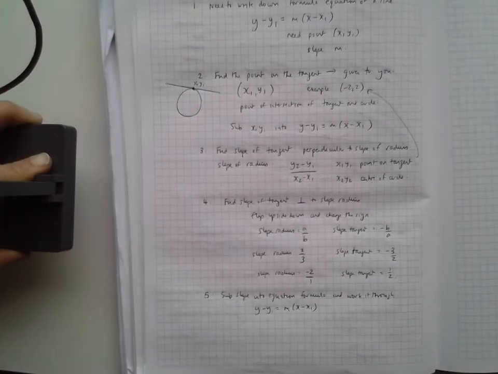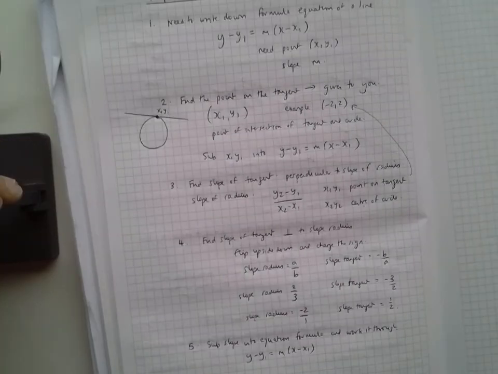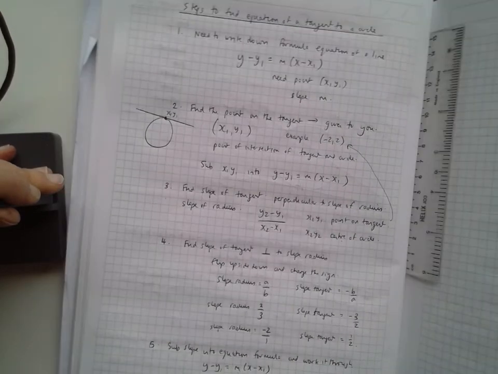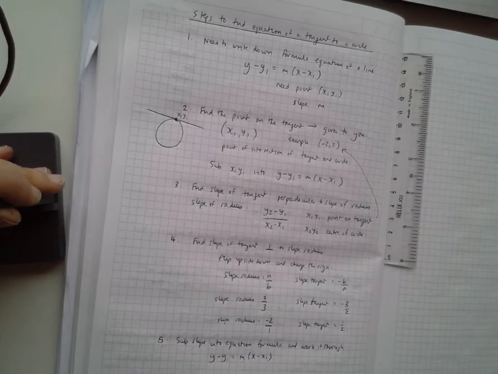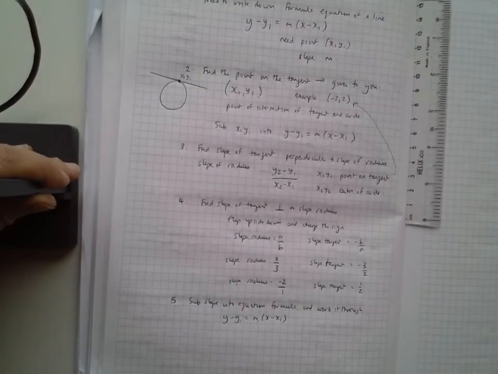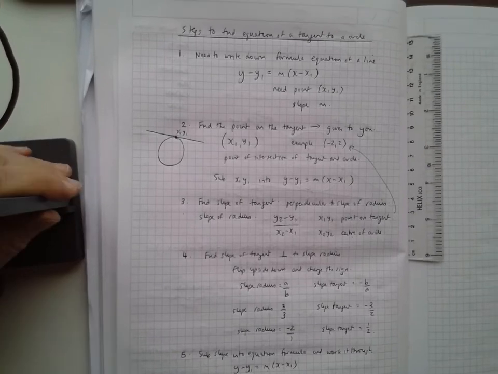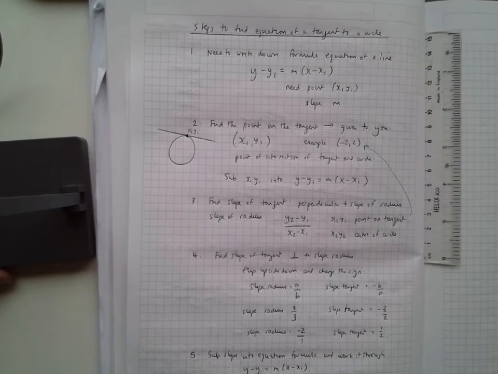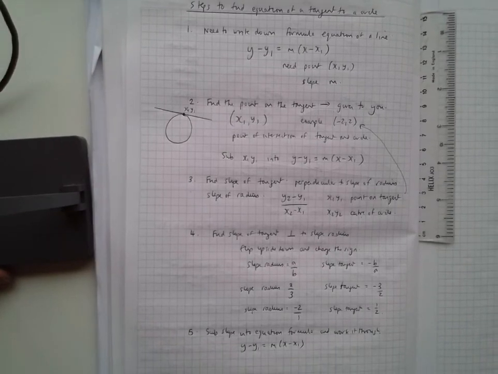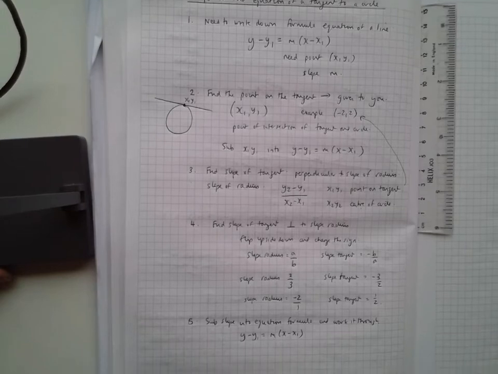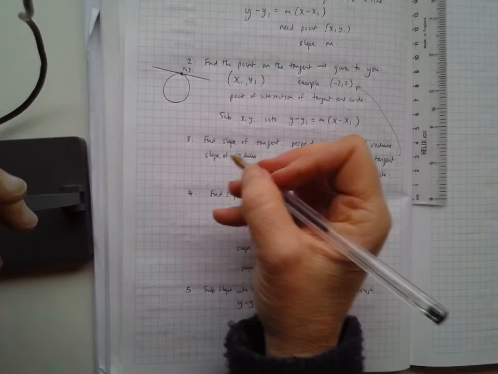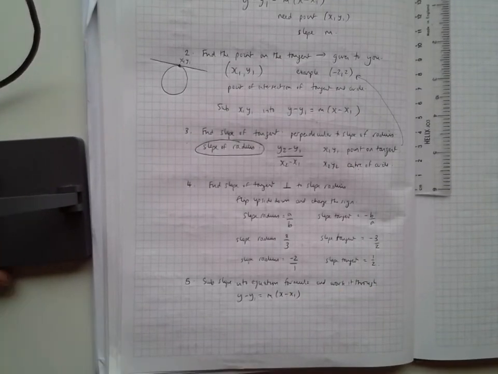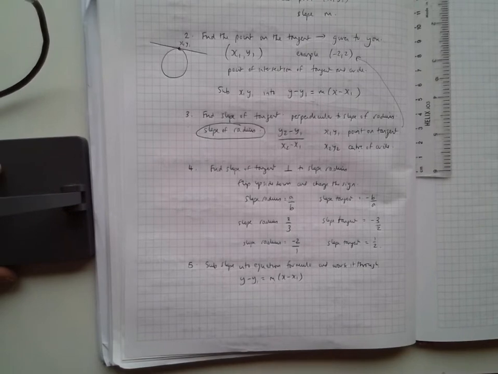I can't quite fit them all on the screen at the one time. Let's move the book down a bit. Okay, still can't, but anyway, write down the formula for the equation of a line. That reminds us what we need. Find the point on the tangent that's given to you. Find the slope of the tangent by, first of all, finding the slope of the radius. Once you've found the slope of the radius, you can find the perpendicular slope to that, which will give you the slope of the tangent. Sub that into your equation and work it through.